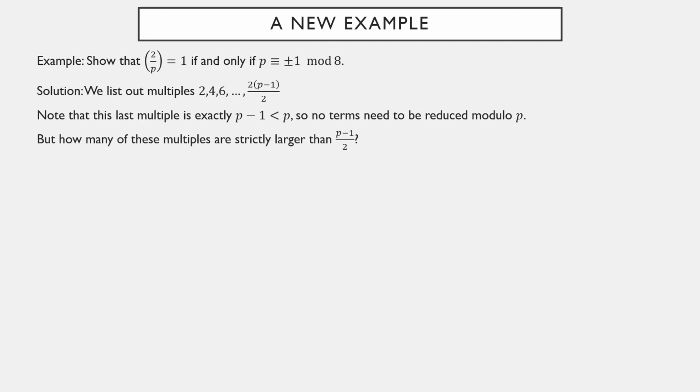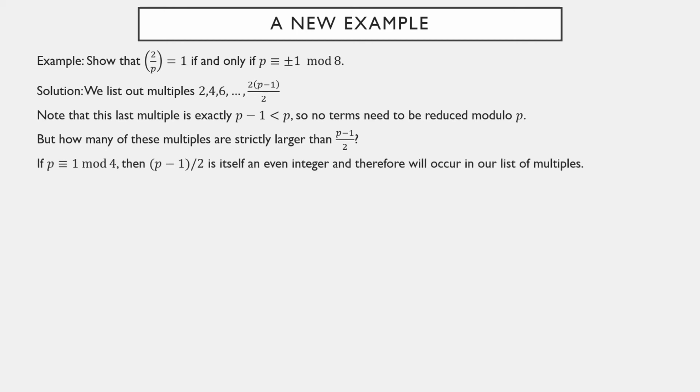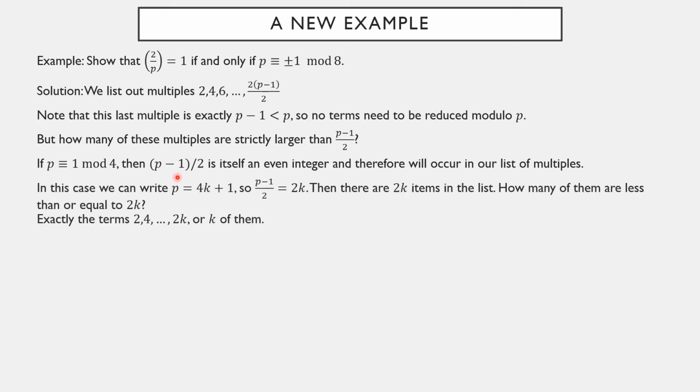The question, however, is how many of these multiples are actually strictly larger than (p-1)/2? If p is equivalent to 1 mod 4, then (p-1)/2 is an even number. And if it's an even number, then it's going to be in this list of multiples of 2. So if p is equivalent to 1 mod 4, this cutoff value is in the list. In which case, p is equivalent to 1 mod 4, so write it as a multiple of 4 plus 1, 4k+1. (p-1)/2 is 2k.